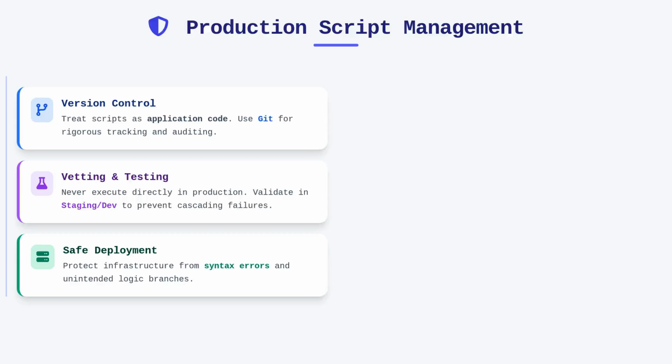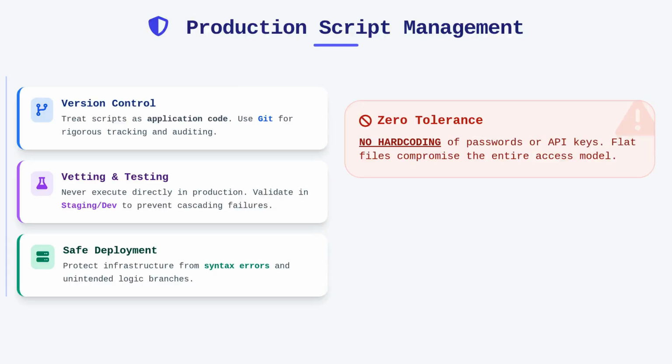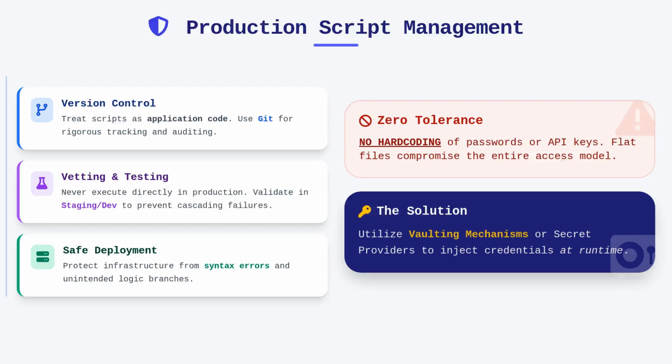Furthermore, a core component of production-ready automation is the secure handling of credentials. Hard-coding passwords or API keys in scripts is a significant security risk that compromises your entire infrastructure access model. Instead, we must utilize vaulting mechanisms or secret management providers to inject credentials at runtime, ensuring that sensitive data is never exposed in flat files or version history.